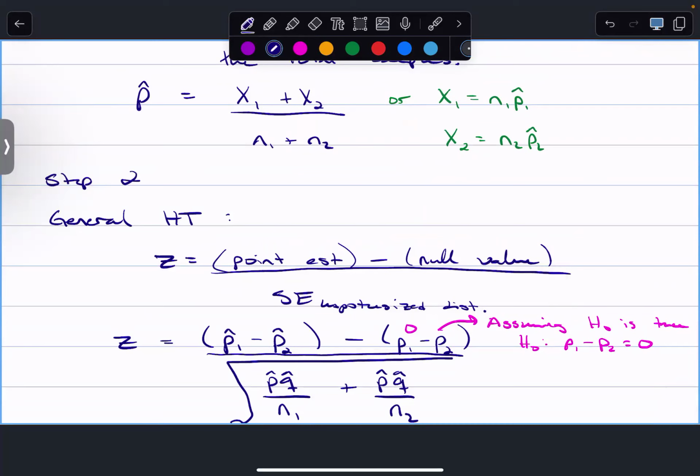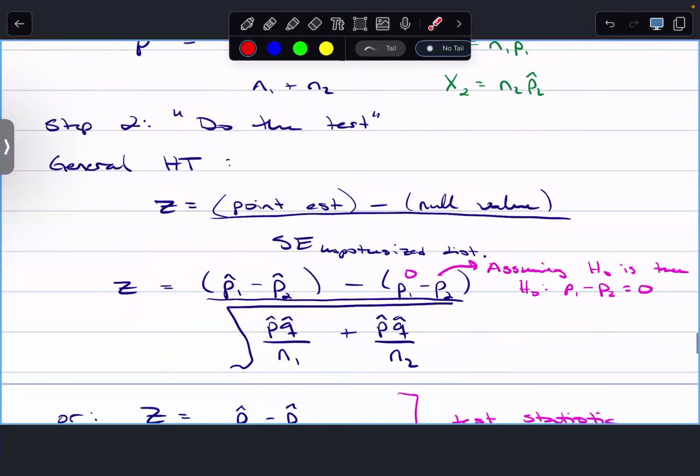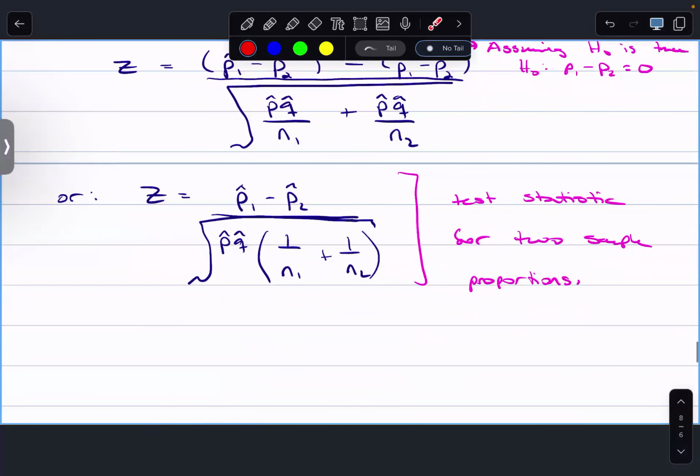And I guess I'll throw in step 2. I call it do the test. Find the test statistic. How far is your observed sample information from the hypothesized value? And so now, in terms of your spreadsheet, you already have p1 hat, p2 hat, you have n1, n2, but you need to find your p hat, but that's easy enough, right?